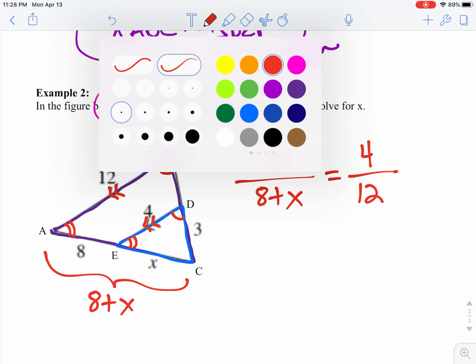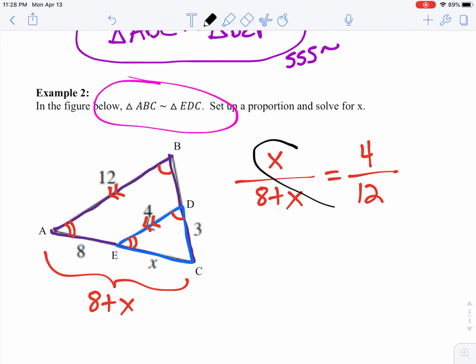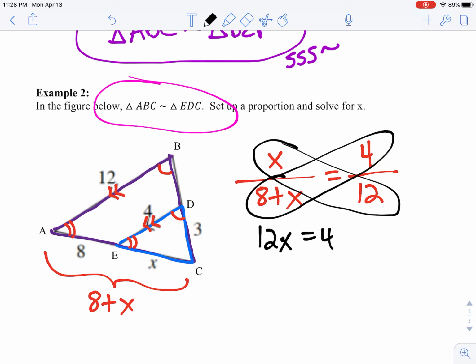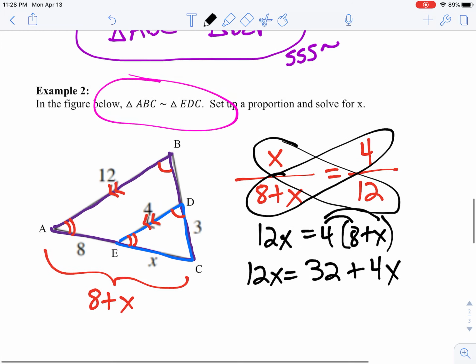Now what we can do is we can cross multiply to solve for our x value. So we're going to want to do 12 times x equals 4 times the quantity of 8 plus x. Now you don't need to write that grouping, but I like to write the grouping to show you that the 4 is going to be multiplied to both of those values. 4 times 8 is 32, 4 times x is 4x.